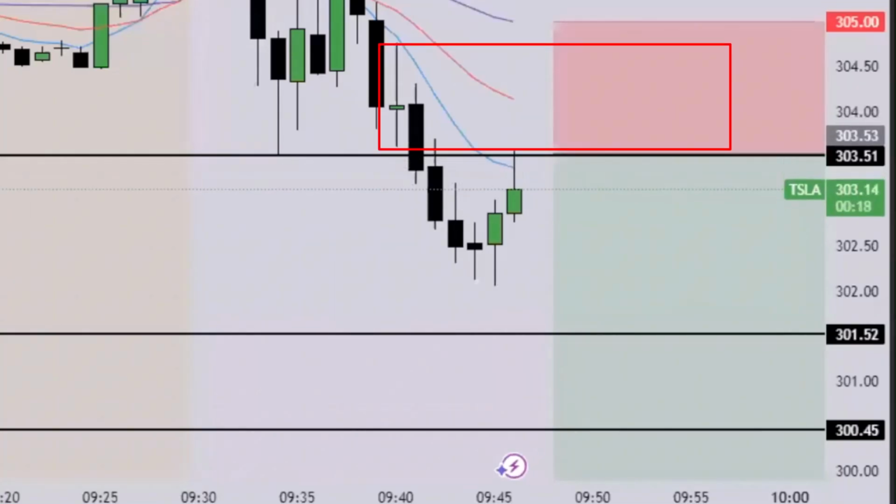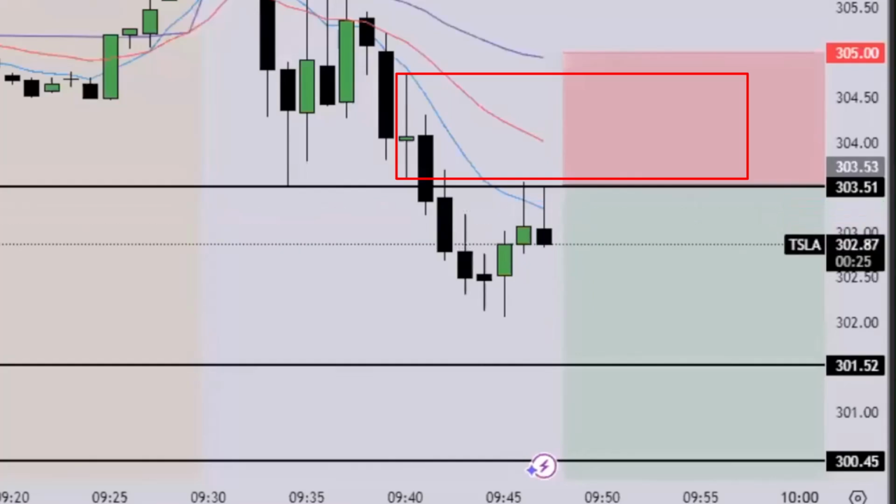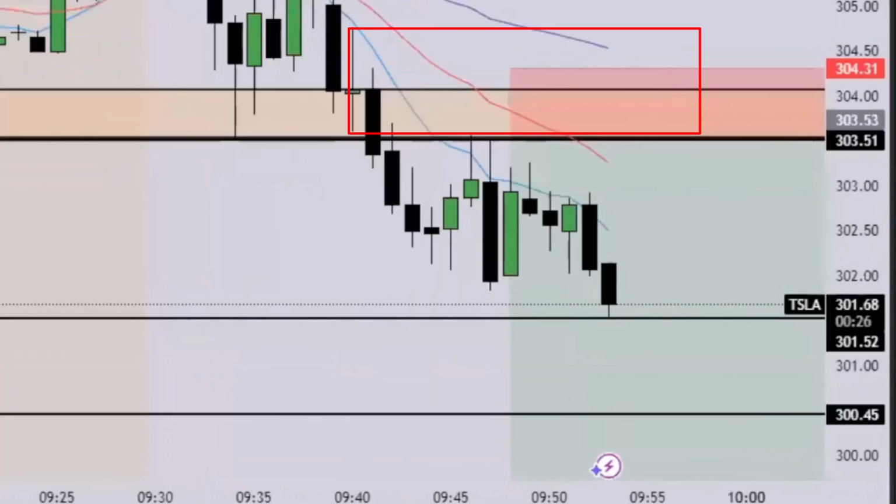For the contracts we can actually be looking for, we can look at the 302.50 puts on Tesla. I'm going to be looking at the 302.50 puts. Let's see if we can get weak price action here. You can also mark out the one candle rule right above this 303.50 level. But yeah, I took the 302.50 puts on Tesla. Just took some off here. This is my first scale on Tesla.